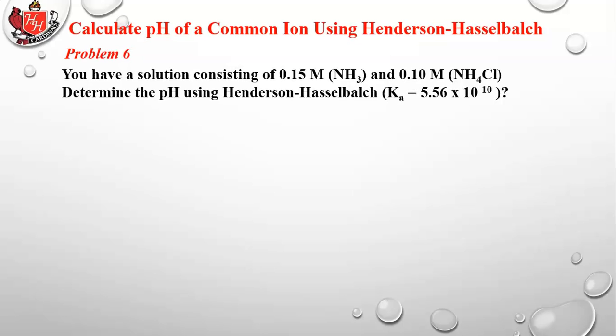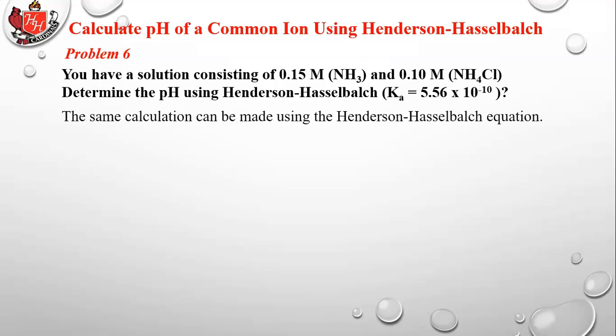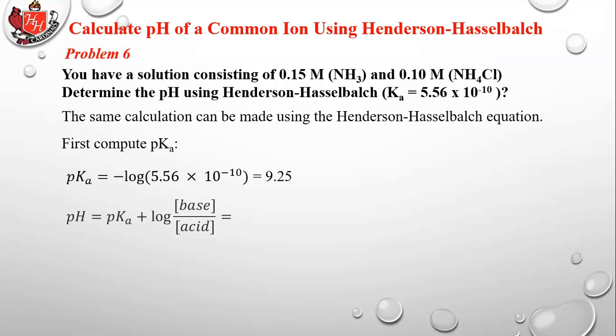Okay, same problem using Henderson Hasselbach. Since we have both concentrations of weak base and weak acid, conjugates of each other, you can use Henderson Hasselbach. Same calculation. Compute pKa. That's the only thing we don't know that we need for Henderson Hasselbach. So it's negative log of the Ka value that's up in the problem, 5.56 times 10 to the negative 10. You get 9.25. Now you can plug that into Henderson Hasselbach.